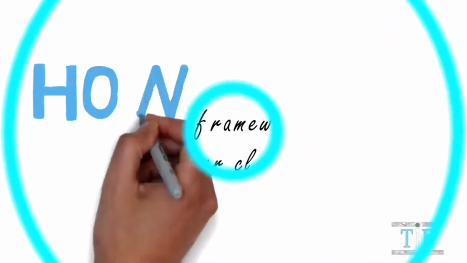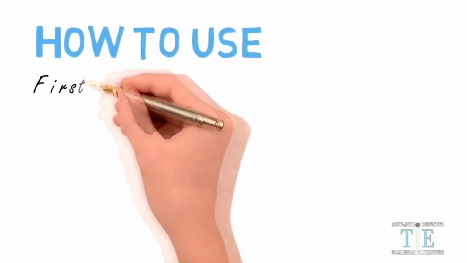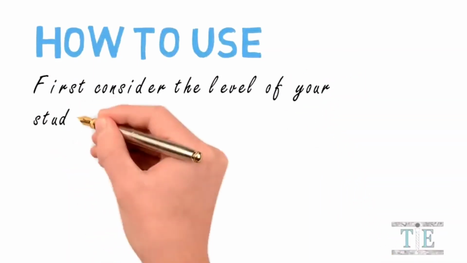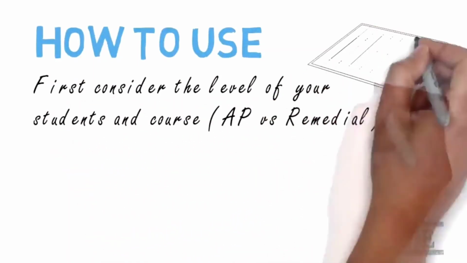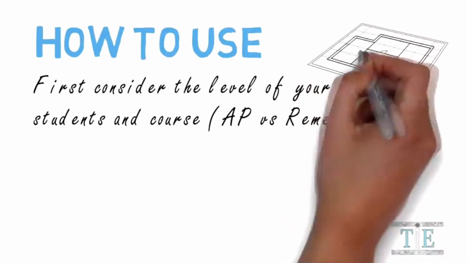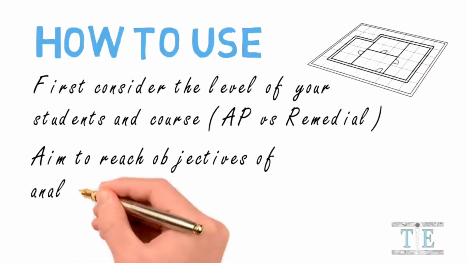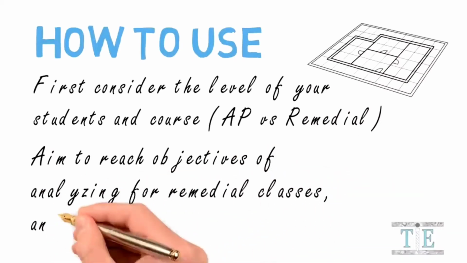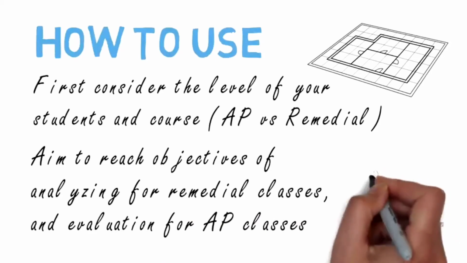Now, let's specifically see how we can use Bloom's taxonomy. The first thing you want to do is consider the level of your students and the course level. A lesson for an algebra special education class will be different from an algebra advanced placement class. Aim to reach objectives for analyzing for remedial classes and evaluation for advanced placement classes.